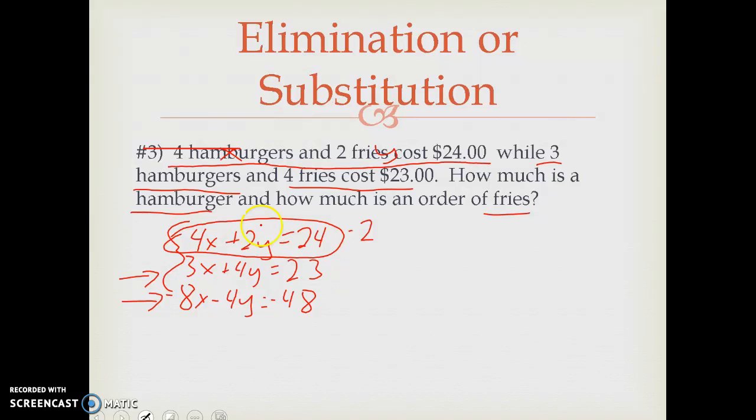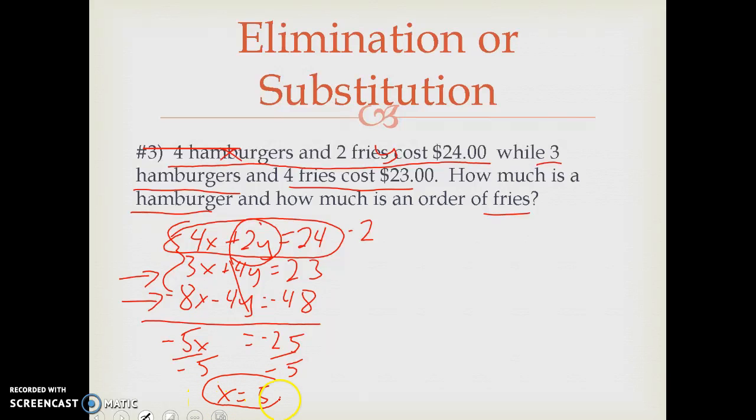So the reason I multiplied this top equation by -2 is so that I would have two numbers that are opposites of each other, which I do with my y's. And now my y's are going to be eliminated. I have 3x minus 8x, well that's -5x, 4y and a -4y, those are eliminated, and then 23 and a -48, well that's a -25. And so now I have eliminated my y's, and I can solve this equation for x by dividing both sides by -5, and I will get that x is equal to positive 5.